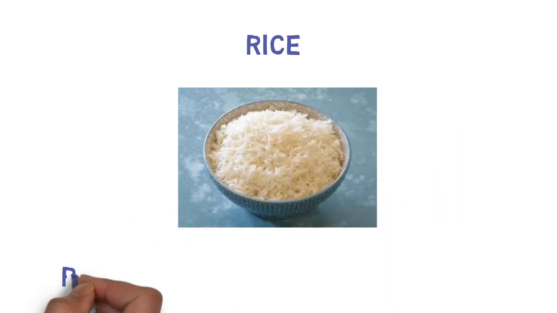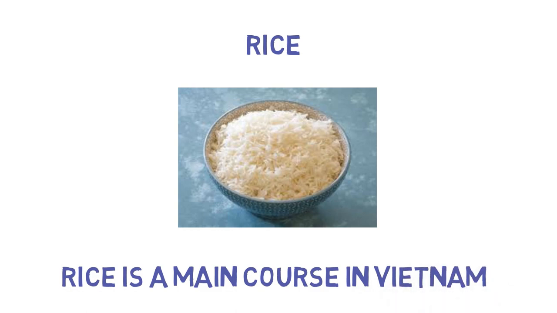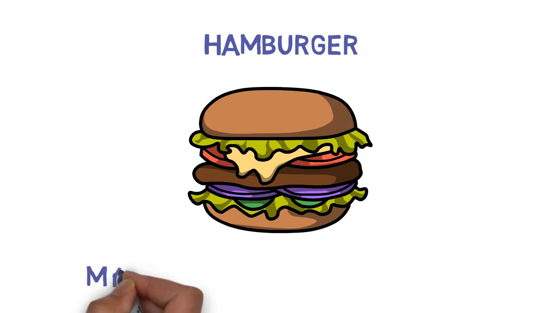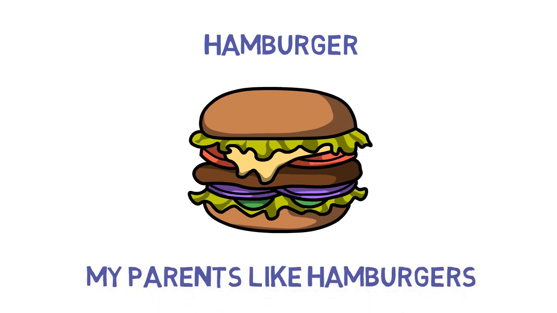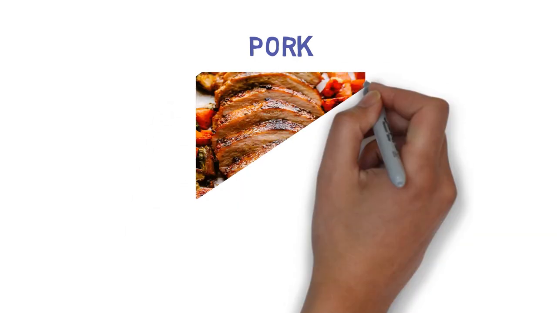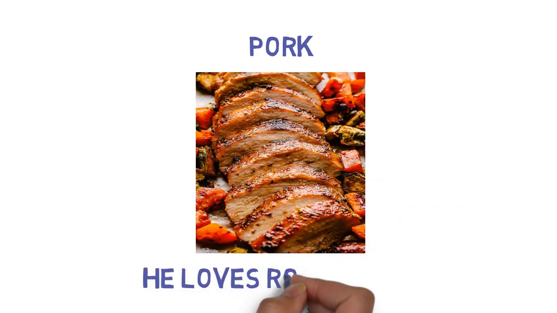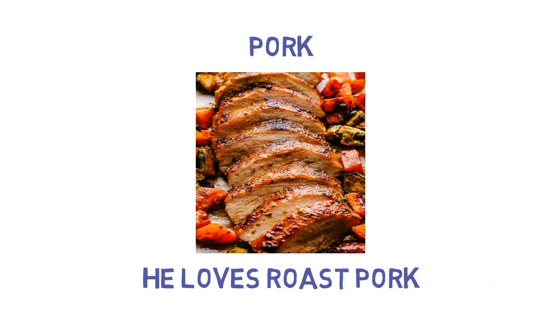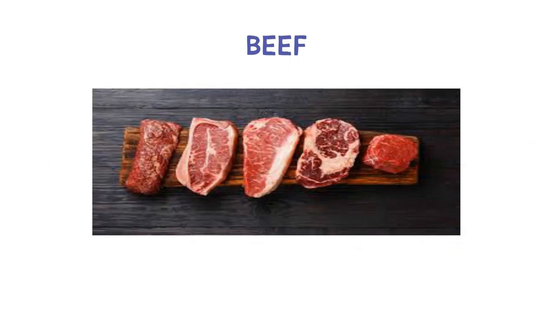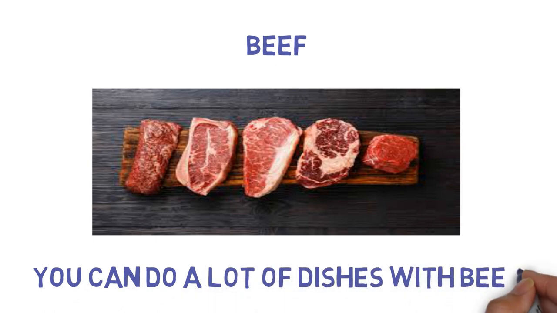Rice. Rice is a main course in Vietnam. Hamburger. My parents like hamburgers. Pork. He loves roast pork. Beef. You can do a lot of dishes with beef.